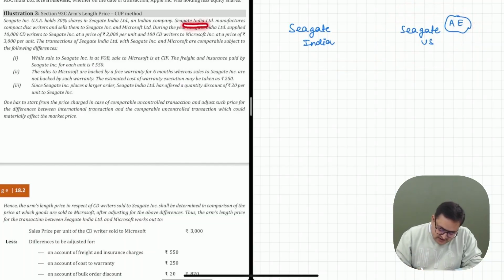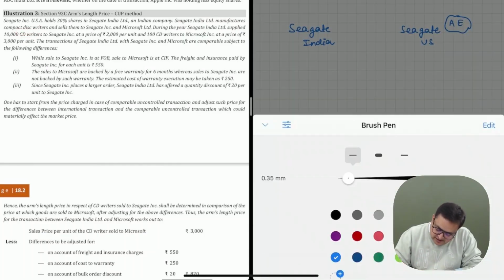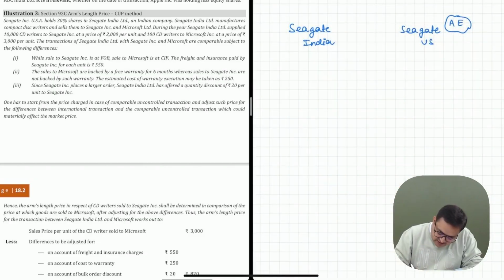Now, Seagate India Limited manufactures compact discs, and sells them to Seagate Incorporation and Microsoft Limited. So what they are doing is selling to two parties. They are selling it to Seagate and they are also selling it to Microsoft.